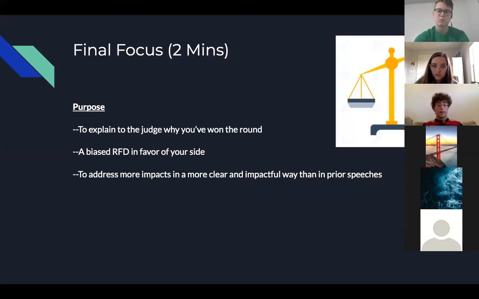And finally, we have the final focus. This is a 2-minute speech. And again, you've got the little scales over there. And so it's to explain to the judge why you won the round. Basically, that's all it is. It's a biased RFD in favor of your side. Ideally, think about the speech starting like, we've won this round because, and then go through all the reasons that you've won the round. Think of yourself as the judge writing an RFD after the round.